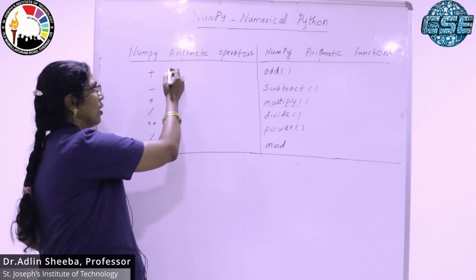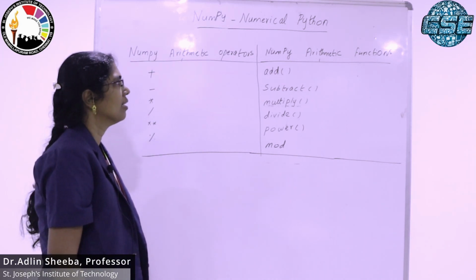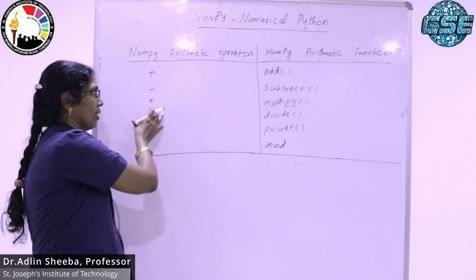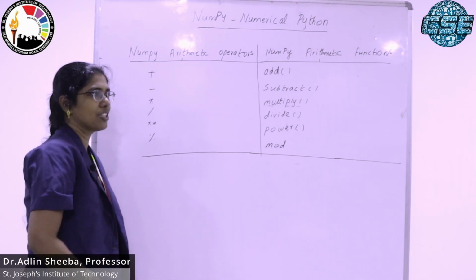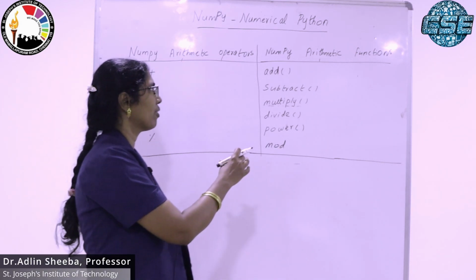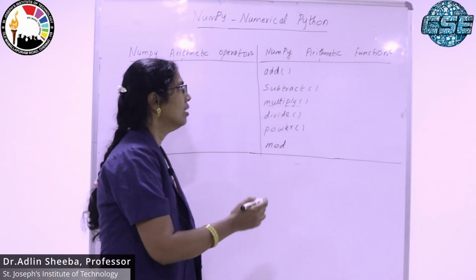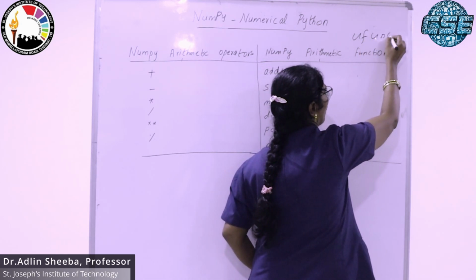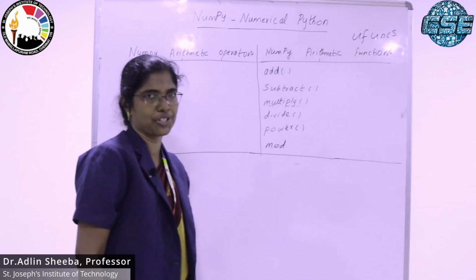So the first thing we are going to see is the arithmetic operators and the arithmetic functions. So already we have the concept of operators. So we can perform all the operations with the operators. Apart from this, we have the arithmetic functions. These arithmetic functions, we call it as U functions or universal functions.